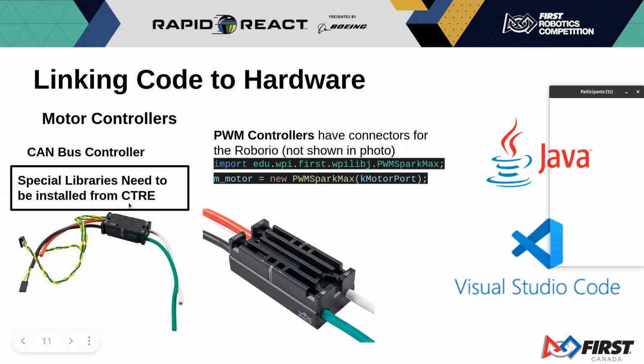Okay, so that's one way that each device is going to be imported as an item. And once again, that's not a Spark, it's a Victor. And then we declare a new instance of that object. And this here, K motor port, is a number between 0 and 9 for the Roborio. Those are the channels available on the Roborio. And that will make that motor connect to the logic in your program.